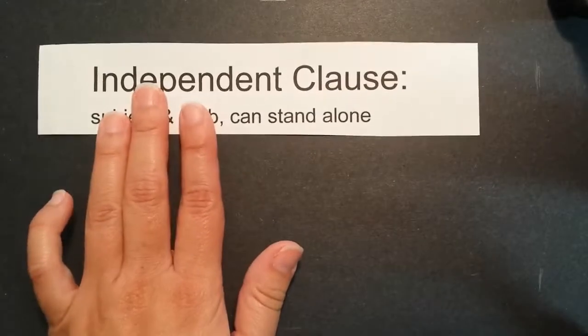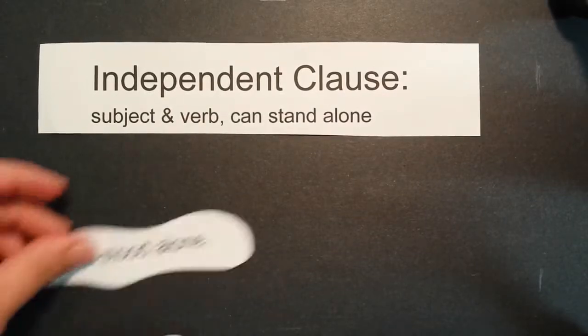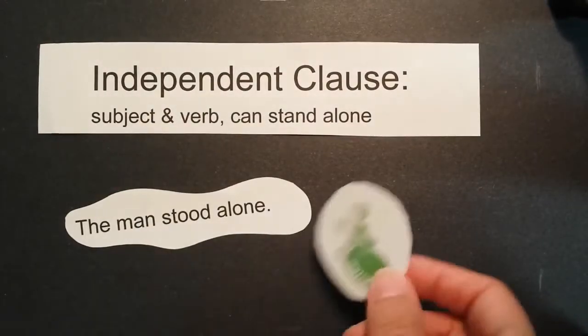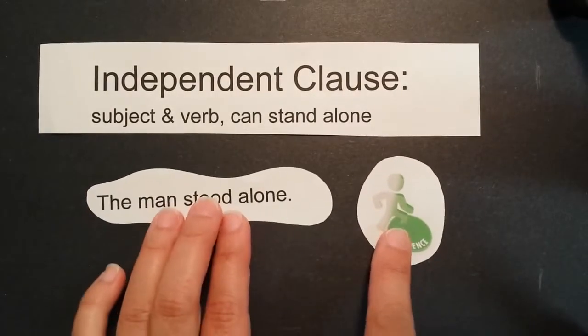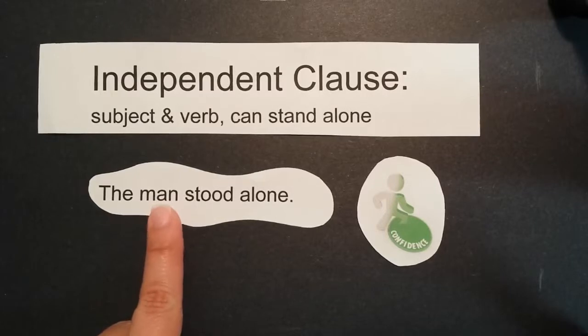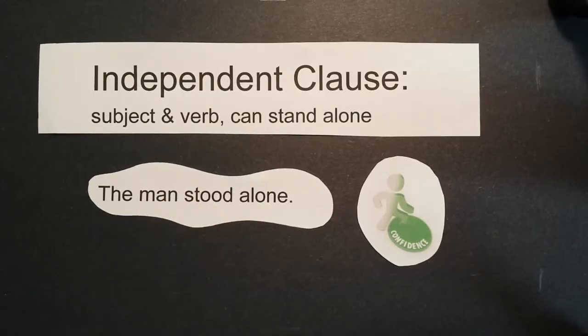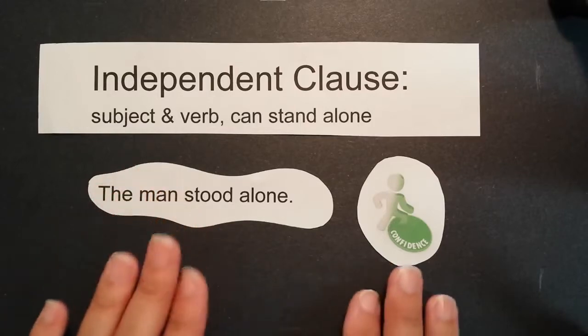So, the first thing, let's look at the independent clause. The independent clause has a subject and a verb, and it can stand alone. This is your basic simple sentence. The man stood alone. It has a subject, it has a verb, it's a sentence. It needs nothing else. Very easy, very simple, independent clause.